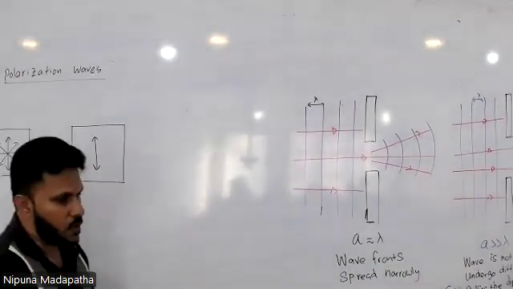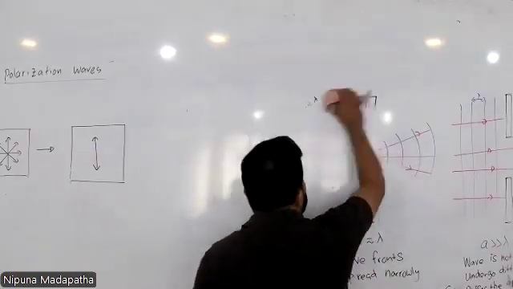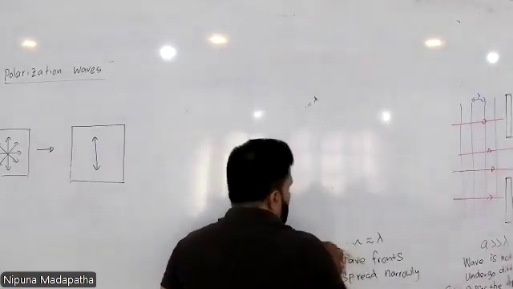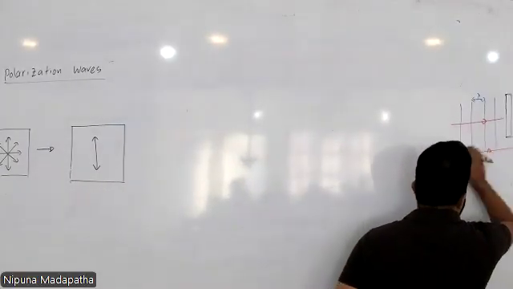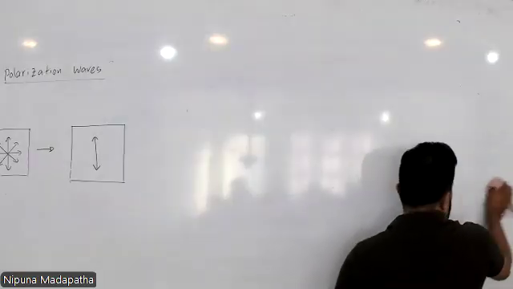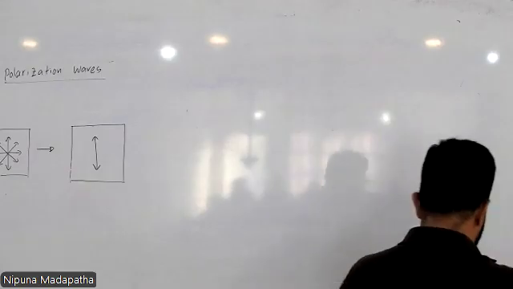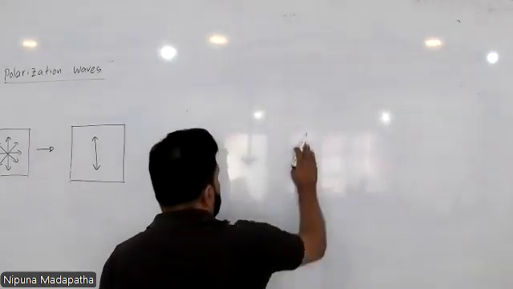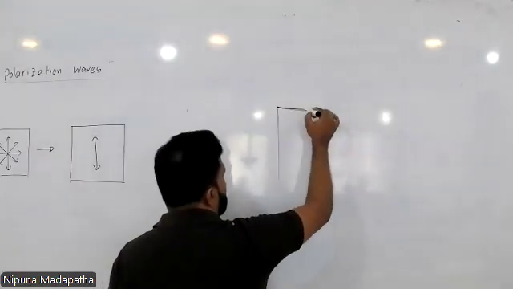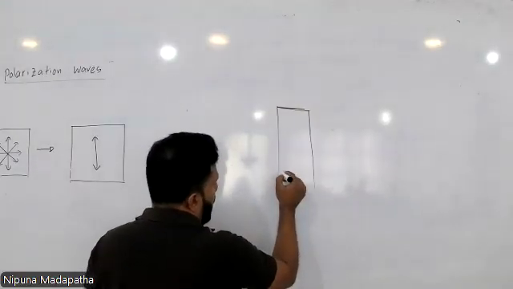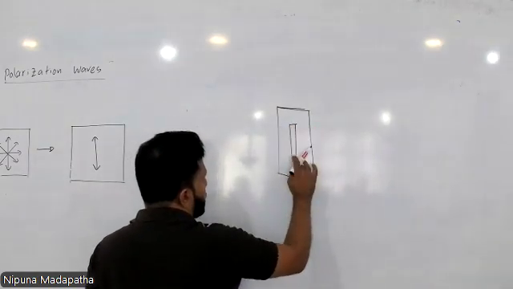You can demonstrate the polarization of mechanical waves using a small activity. Suppose we make a slit on a cardboard sheet. It's a narrow vertical slit.